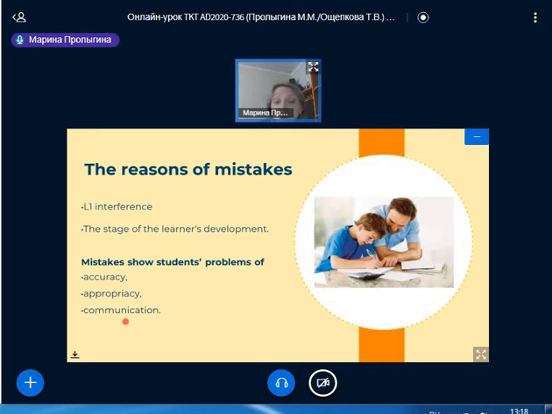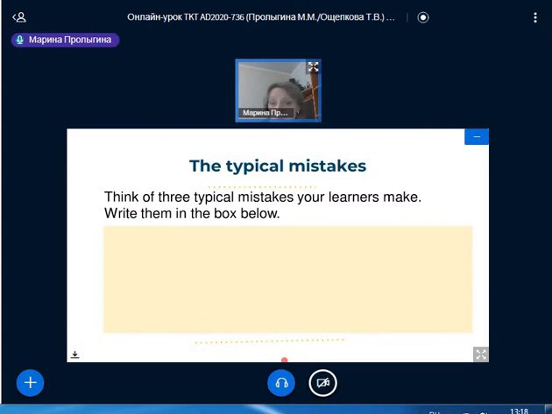And the third problem here can be the problem of communication, right? So when we speak about communication, first we mean the message that we want to communicate, and how clear we speak or write. So what will the receiver on the other side get from our message, and so on. So accuracy is usually about the form. Appropriacy is usually about the style, how appropriate the style is, and communication is about the message, right? And we are going to try to cover all these things today.